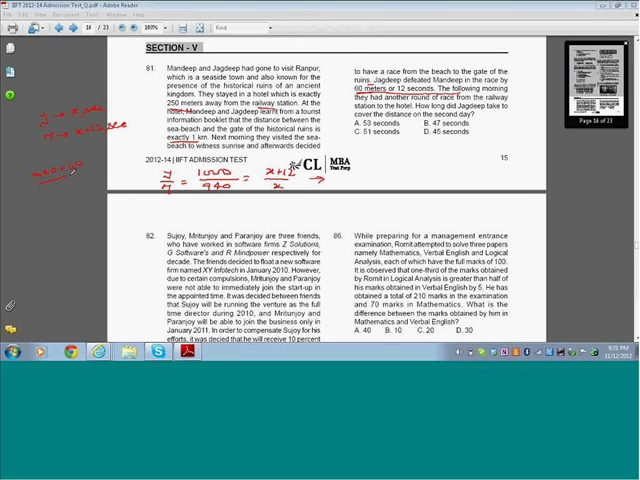Okay, we have 3 friends out here. Sujoy, Nitinjoy, and Parinjoy are 3 friends. So, okay, Sujoy, S, M, and P.